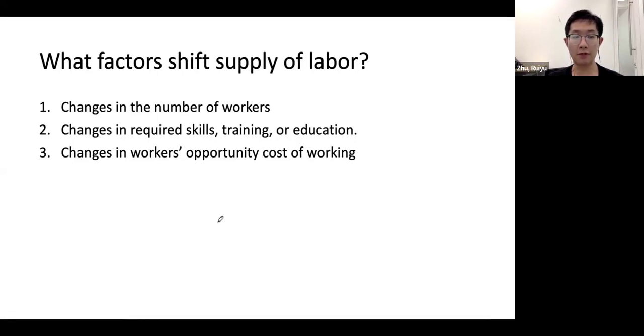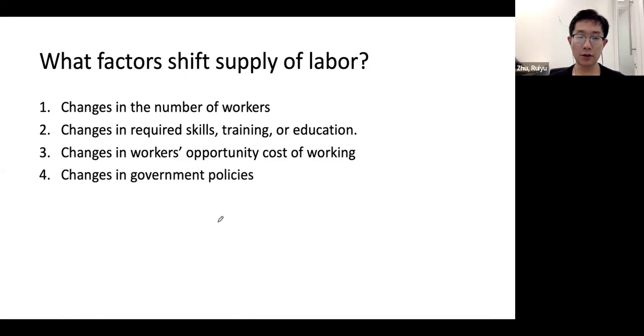an expansion of the college or higher education system will reduce our labor supply, because there will be more people who are willing to go to college instead of working at a very early age, right? And also, changes in government policies will change our labor supply.